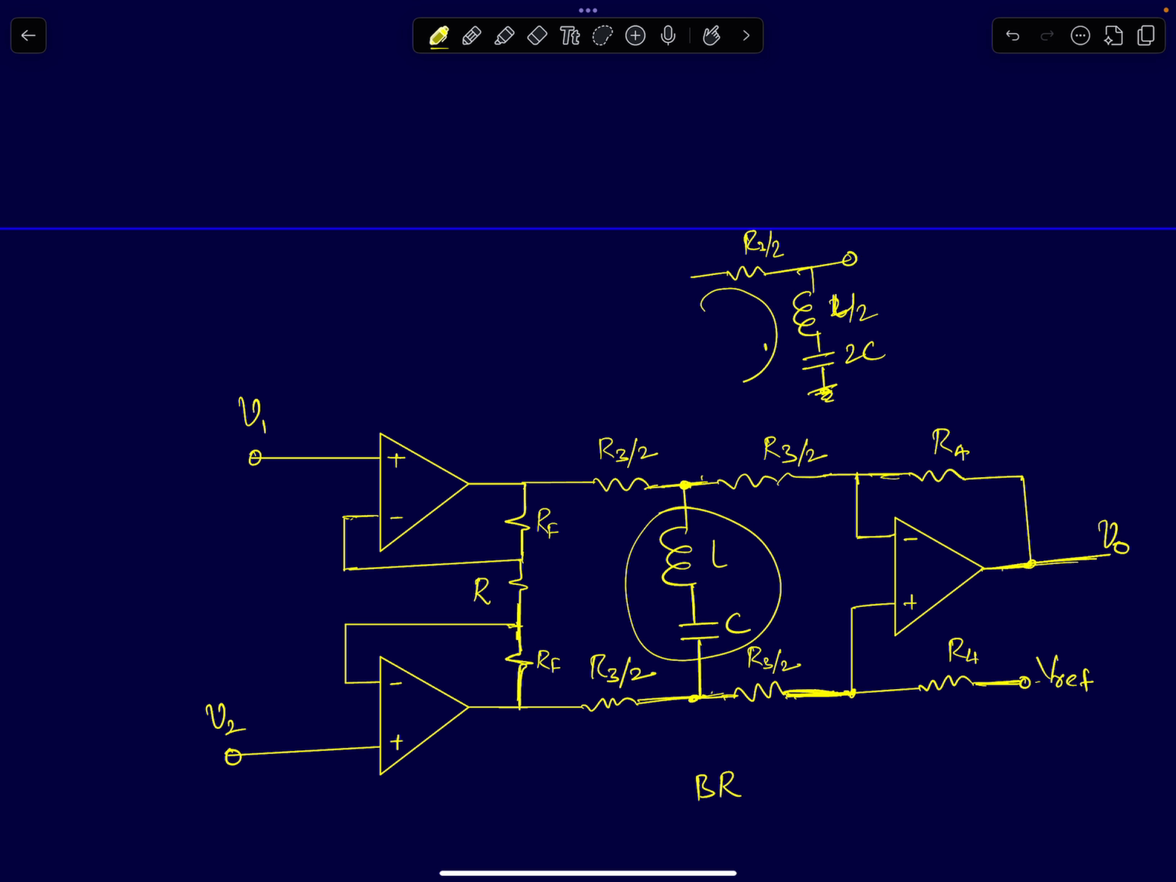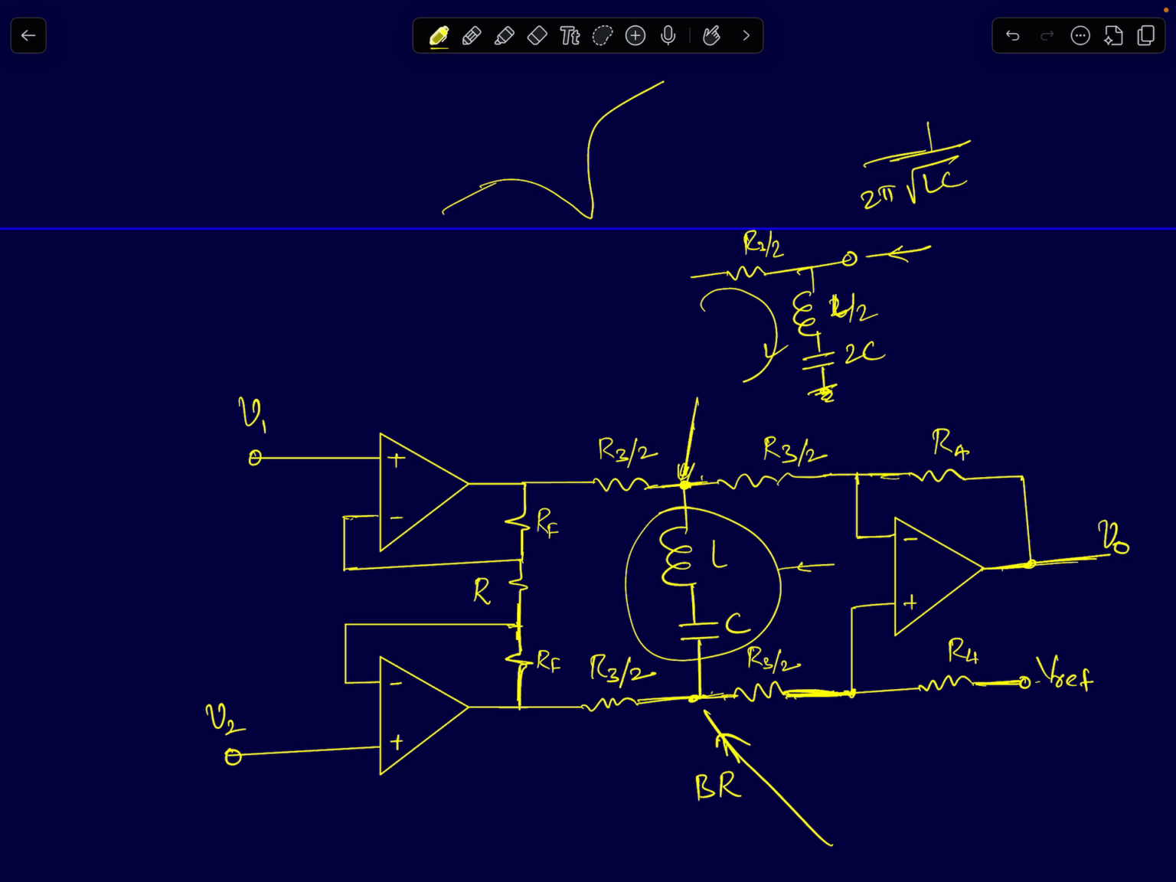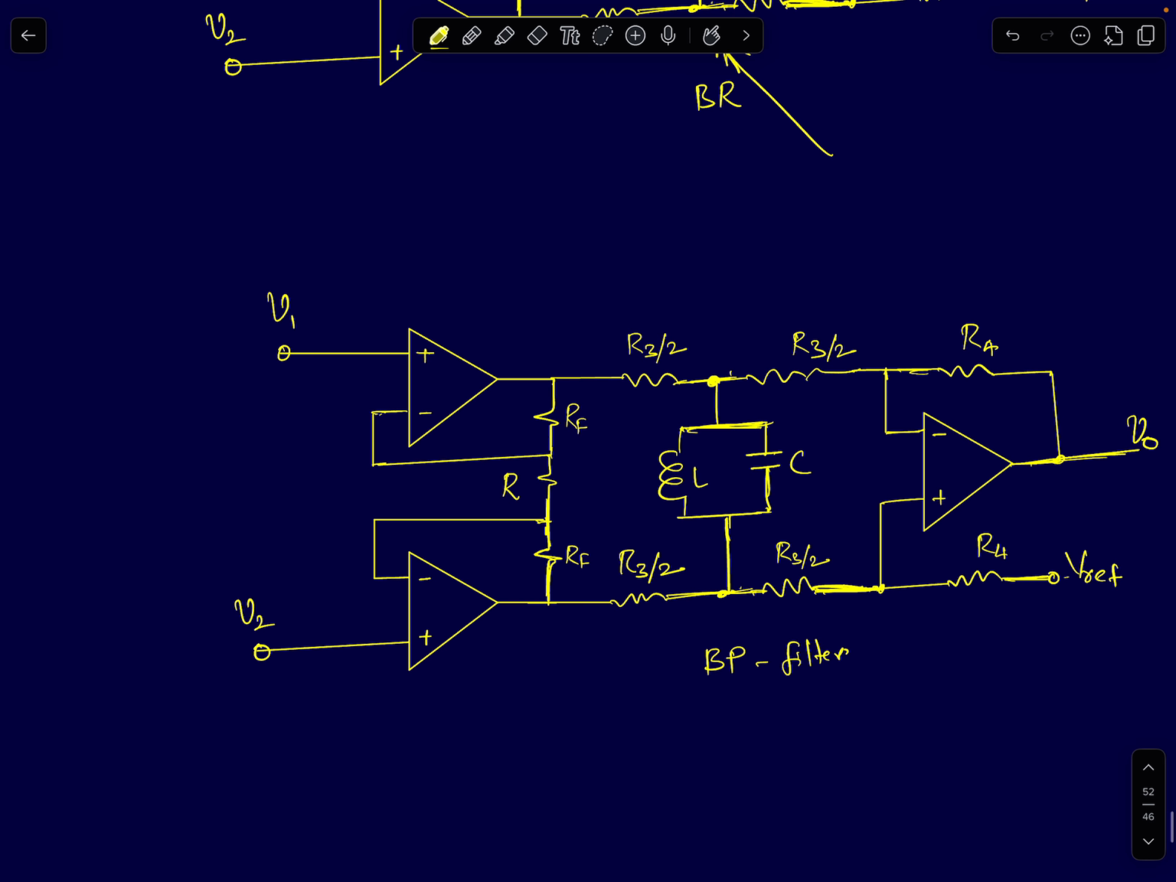This is like a band reject filter, right? At the frequency 1 by root LC into 2 pi, you have a proper 0 at this output. So the transfer function will look something like this. So by adding a series LC element between this node and the node here, I was able to achieve band reject filter characteristics. If you want a band pass filter characteristic, I can simply add a DC voltage, an LC filter circuit. So these are all the different things that you can do.